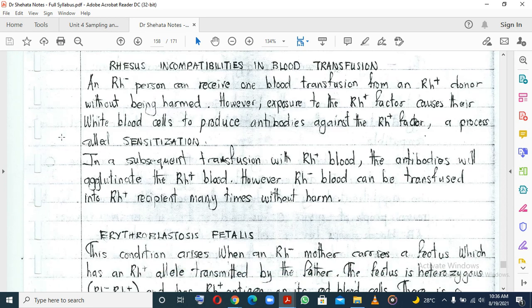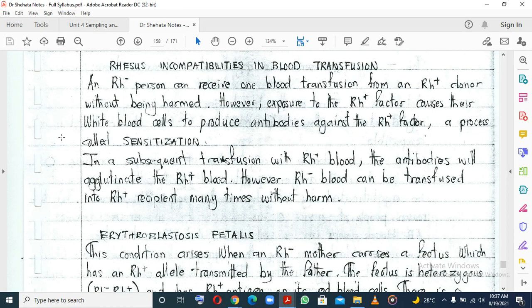Now, it's very important that when blood is being transfused, the rhesus factor is taken into consideration, because like I said earlier, it can have very huge consequences, especially for the baby if the mother is pregnant, but even just overall. So here's what happens. If somebody is rhesus negative and receives one blood transfusion from a rhesus positive donor, so the blood groups may have matched, but the recipient is rhesus negative and the donor is rhesus positive, the person is not going to be harmed, because this person doesn't have antibodies against the rhesus factor.